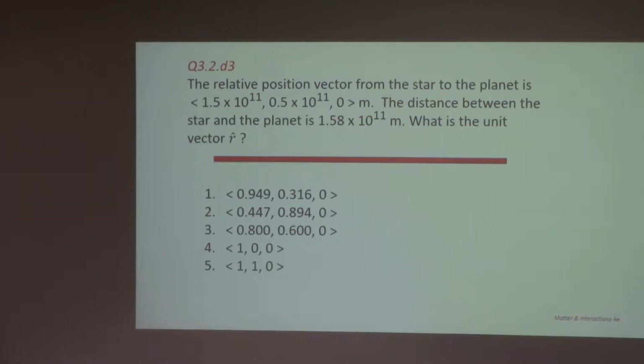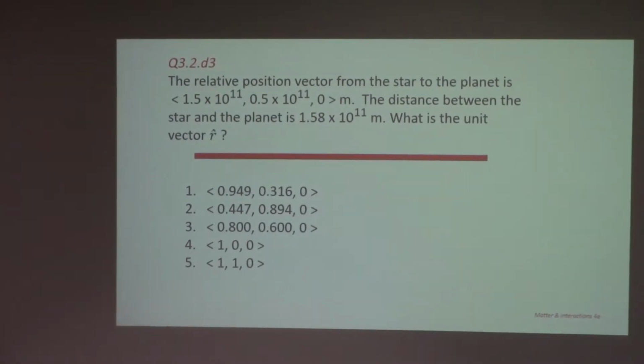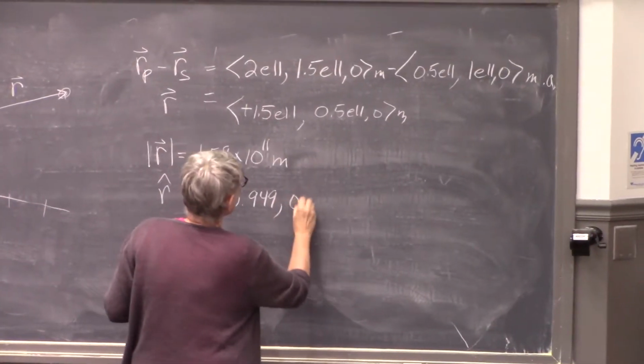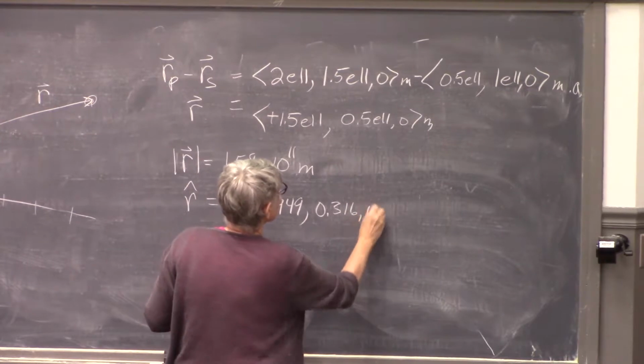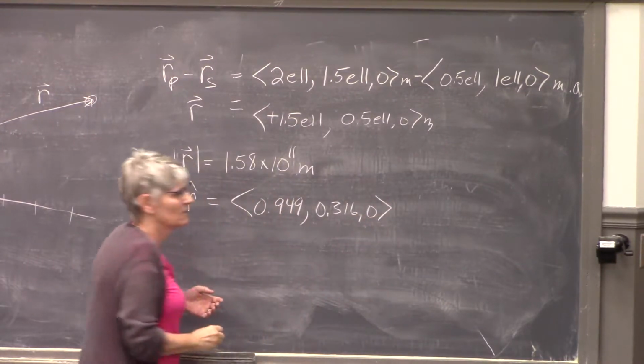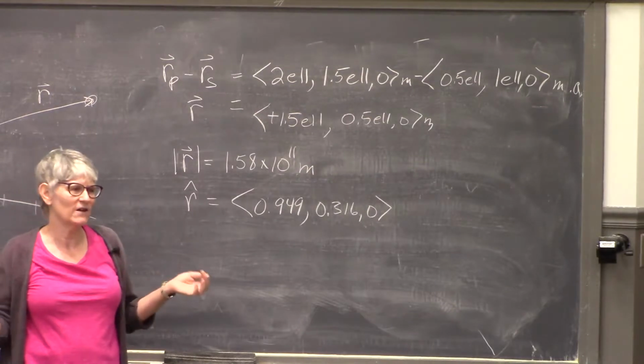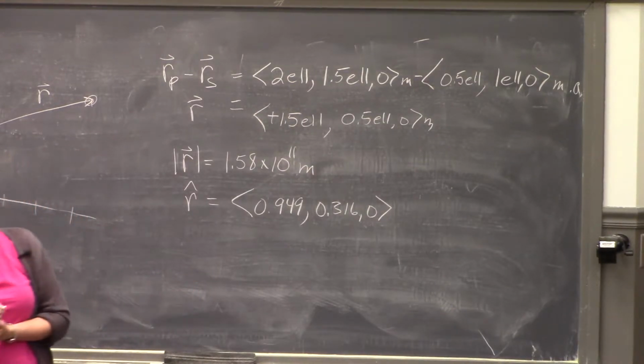So speedy calculator, folks. What's r hat? Okay, so r hat is 0.949, 0.316, 0. What are the units of r hat? Right, it doesn't have any, does it? No units.